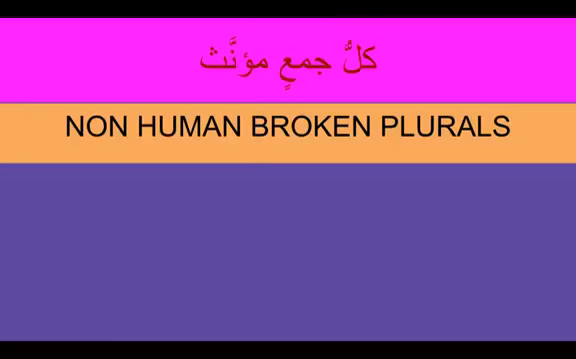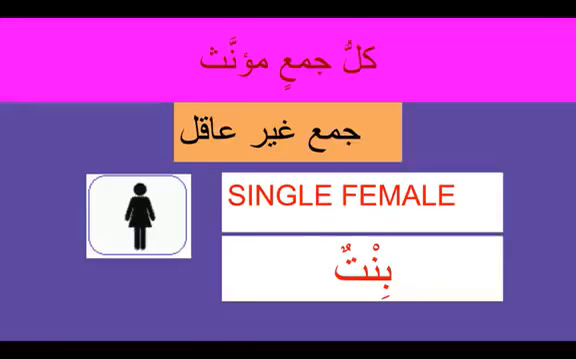So what happens in Arabic is the non-human broken plurals, what is called jam'u ghayr aqil, is considered as a single female. So whatever is a plural form of a ghayr aqil, like buyut, nujum, durus, these are all inanimate or irrational things. So any ghayr aqil is considered as a single female. So it is replaced like a bint, like a girl. It is as though they pretend they are talking about a girl.